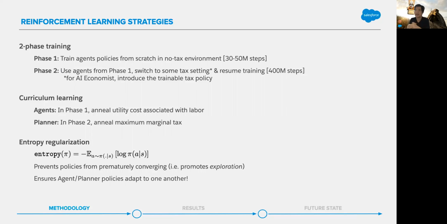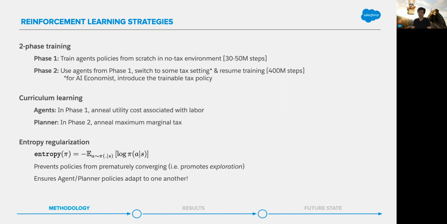The first thing is that you have to do two-phase training. It means that first you train the agent policy models from scratch, but you don't apply any taxes to them. And we do this for about 30 to 50 million steps. Steps means an environment transition for a single agent. And then in the second phase, you take those agent models and you turn on some taxes and you resume training. So you can turn on the AI Economist, or you can turn on some other tax model, and then you let everyone learn.